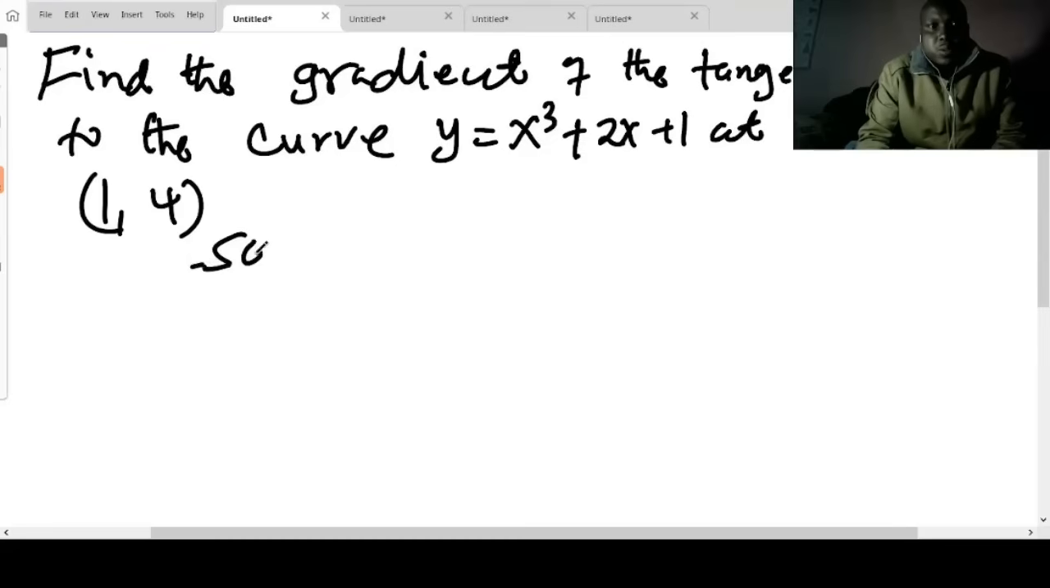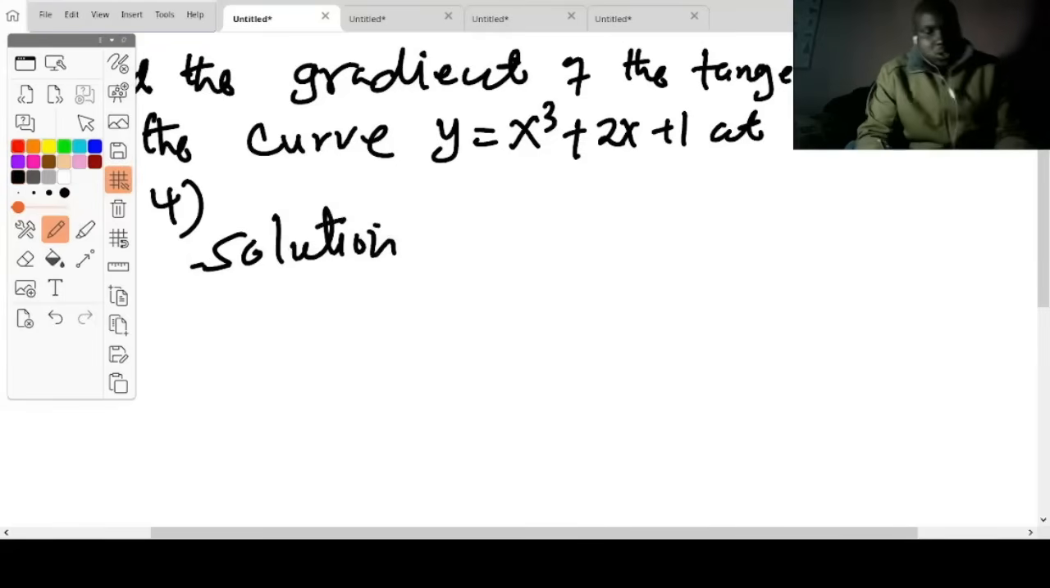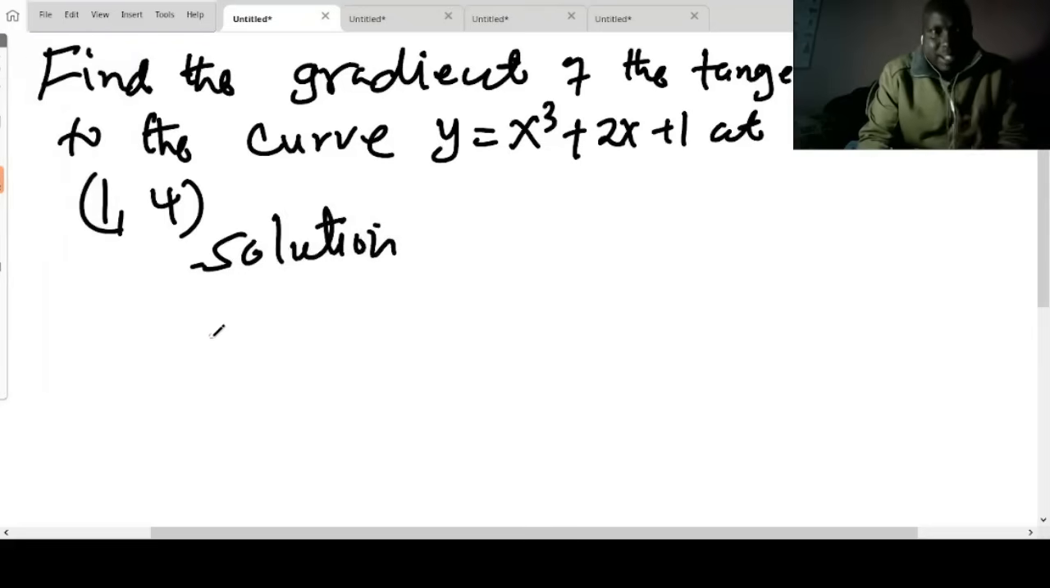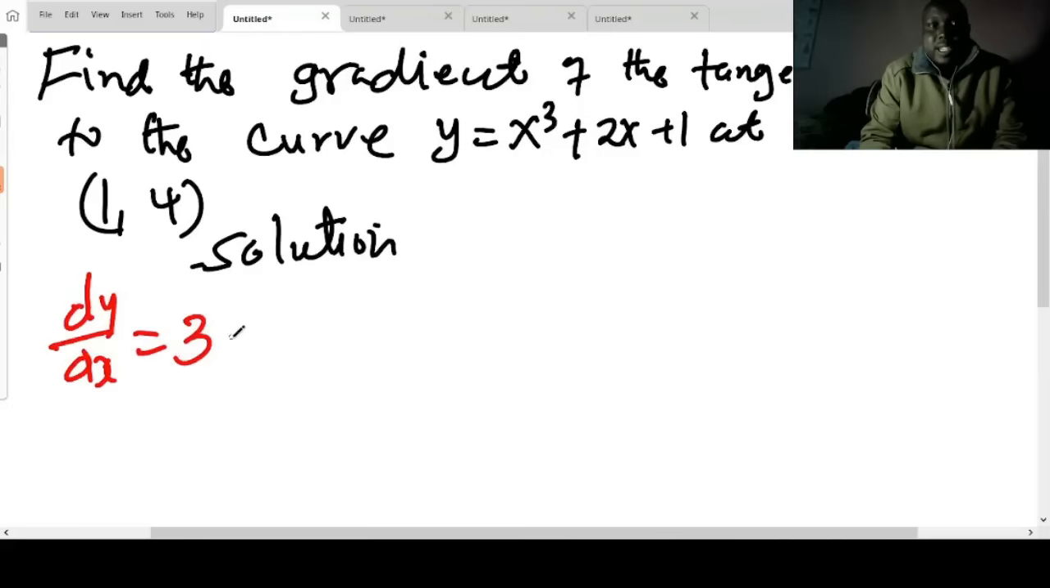So solution. Rule number 1, because we are looking for the gradient of the curve. Remember, the gradient of the tangent is equal to the gradient of the curve. So we start by getting the gradient of the curve. And how do you get the gradient of the curve? Is to differentiate and then substitute with the value of x. So gradient is given by dy over dx. Then we are differentiating, which is going to be 3x squared plus 2. And that is the gradient function.